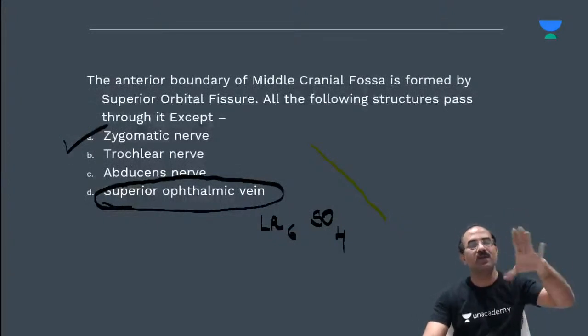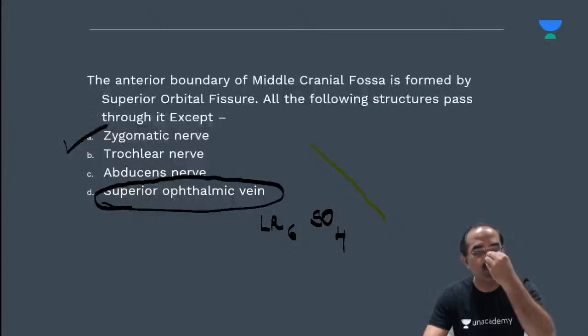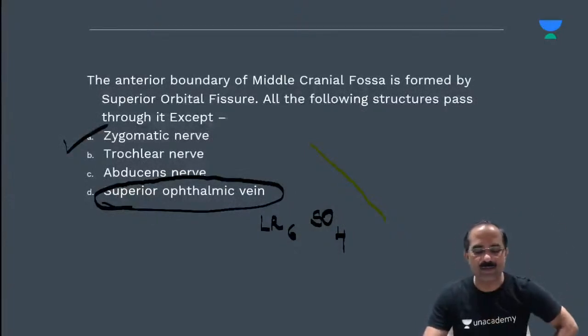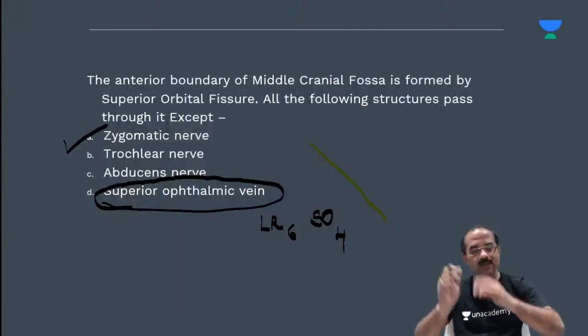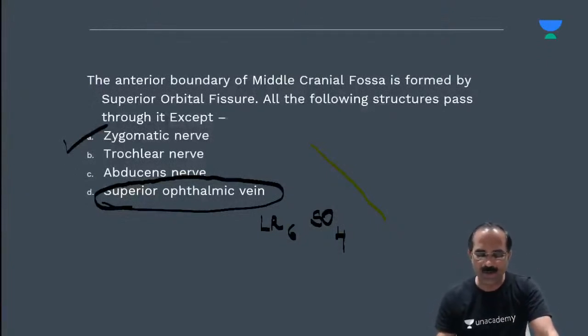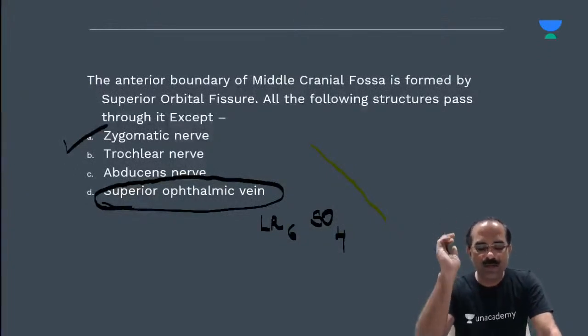And this superior ophthalmic vein carries the infection from the dangerous area of face to the cavernous sinus. That's the superior ophthalmic vein. Okay, that's fine. एक और चीज बोलो.